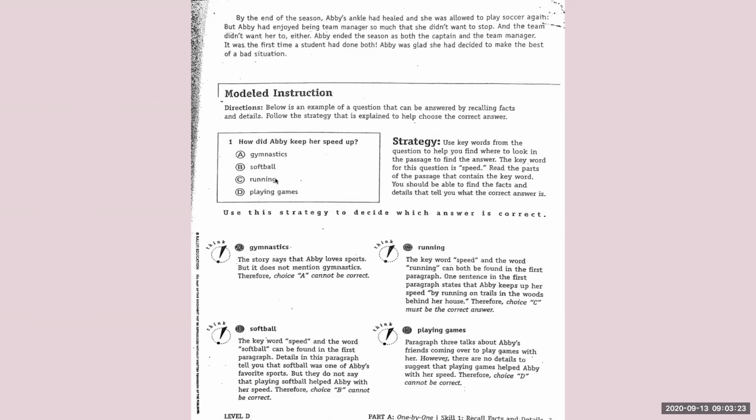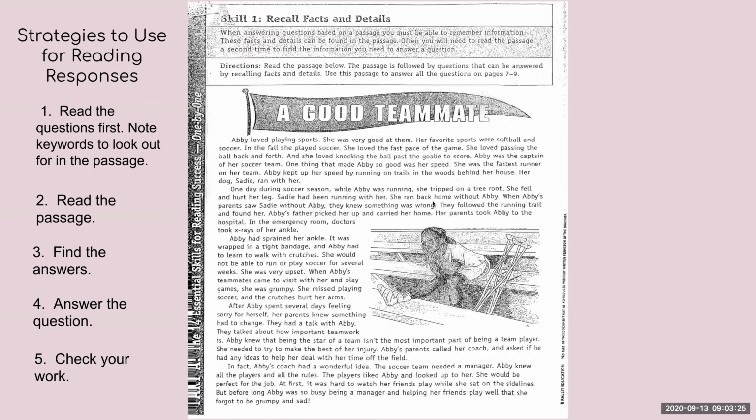Okay, and you can, of course, always go back to the passage and make sure that you were correct in choosing that. Here it is. Abby kept up her speed by running on the trails in the woods. All right, so we just answered 2 questions. So let's continue with our passage.